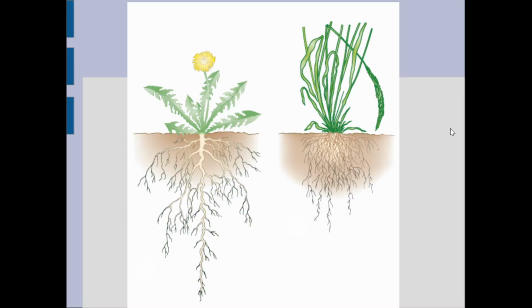So the onions, crabgrass and other monocots have fibrous root system.